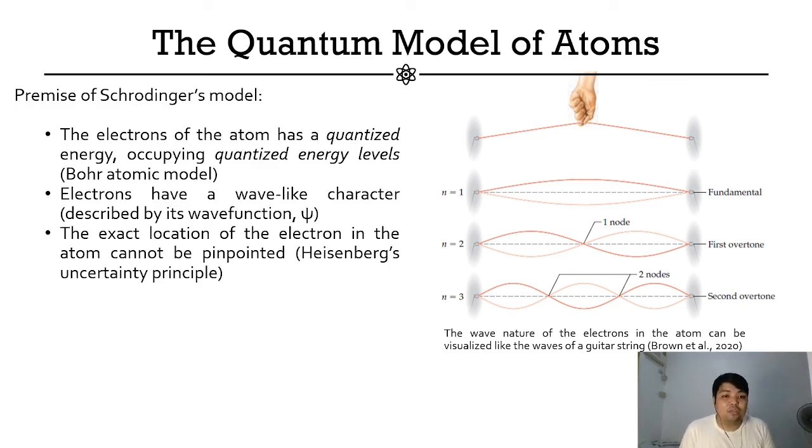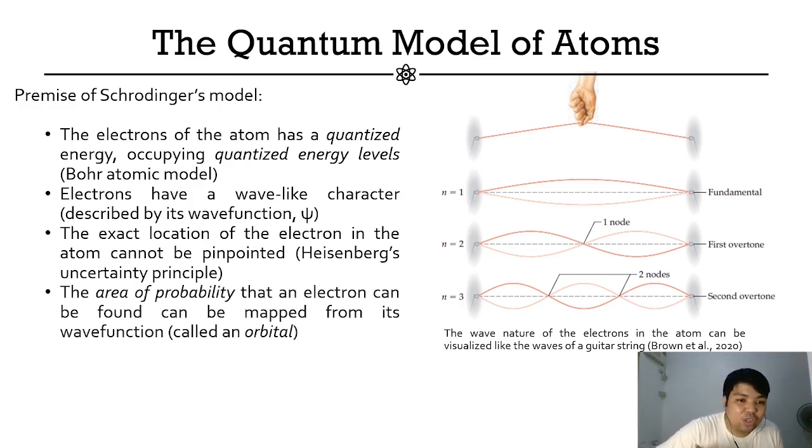The exact location of the electron, since it is de Broglie matter, obviously follows Heisenberg's uncertainty principle, wherein you cannot determine the exact location of the electron in the atom. However, what you can get is the area of probability where the electron is most likely found. That can be mapped from its wave function, and that area of probability is what we call an orbital.